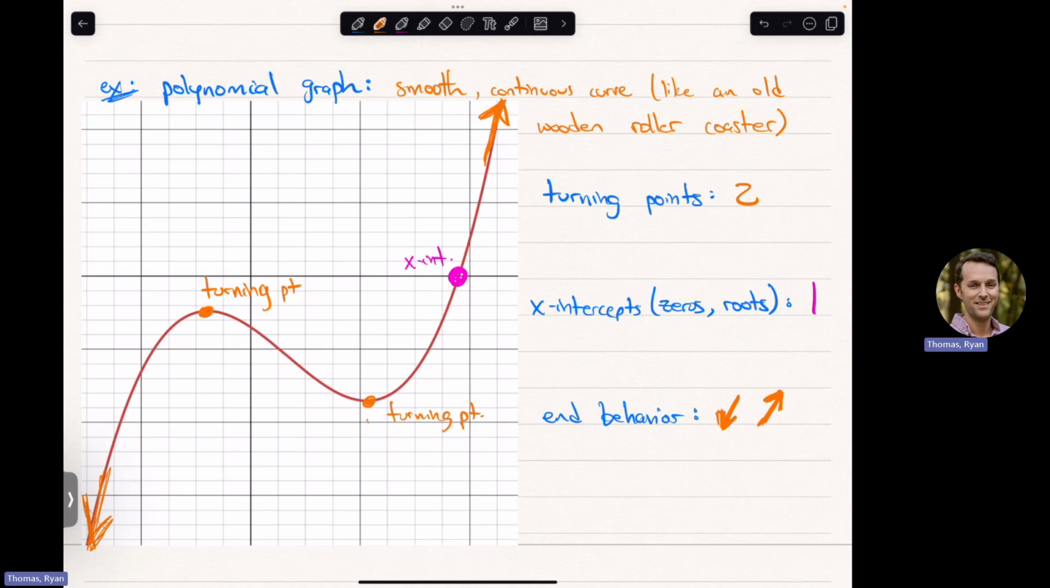There's this middle section where it gets wiggly and does some stuff, but the ends look like that. If I ignore the middle part, then the left-hand side is pointing down, the right-hand side is pointing up. Okay, and then the other definition there on the notes, multiplicity, we'll talk about that later on because it builds on some other stuff first.